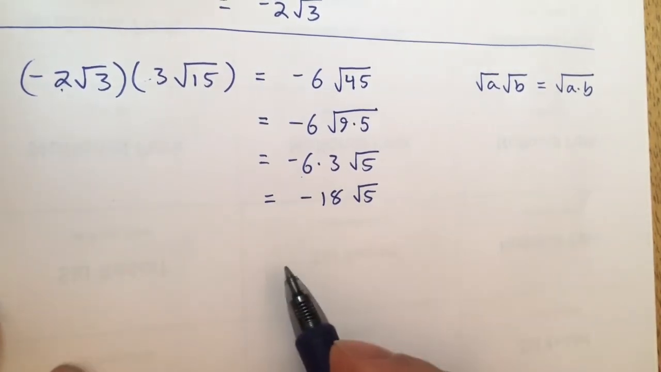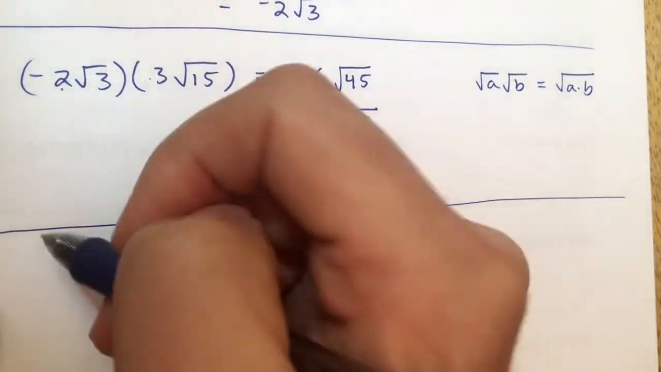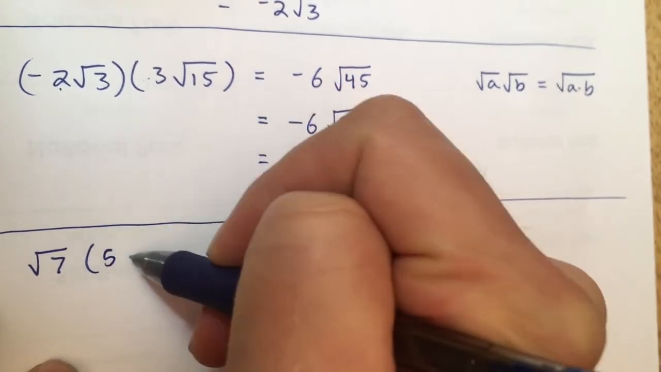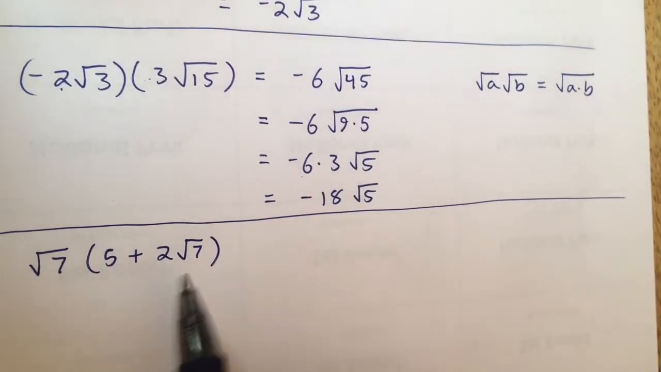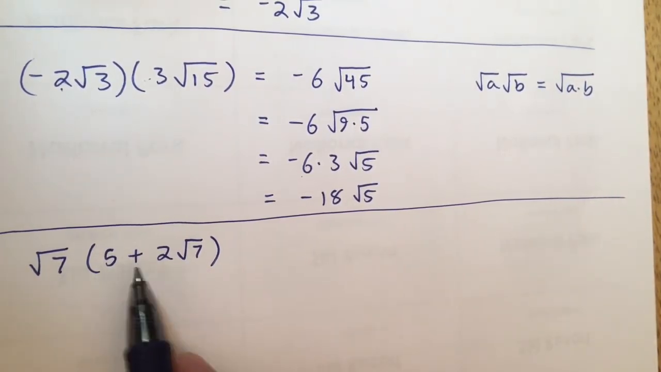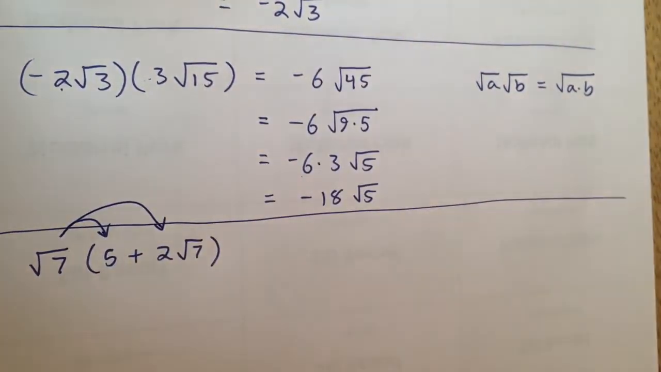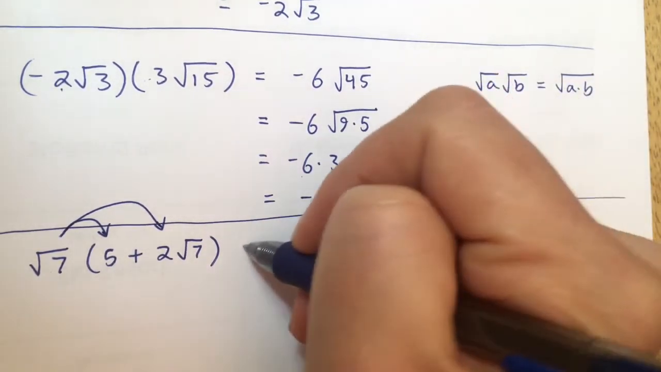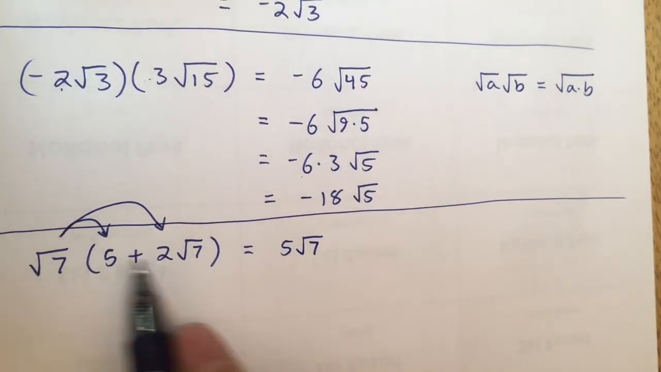We can also deal with radicals when they are a mix between multiplication and addition. So let's try this one. We're multiplying root 7 times this sum. Well, whenever you multiply by a sum or a difference, we distribute. So distribute this root 7 across. So this is going to be root 7 times 5, or 5 root 7, plus root 7 times this.